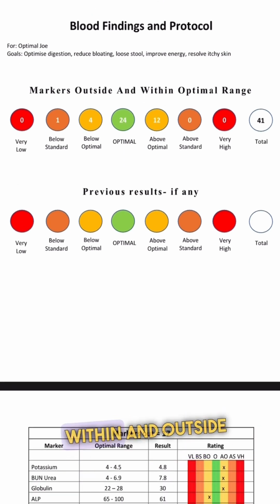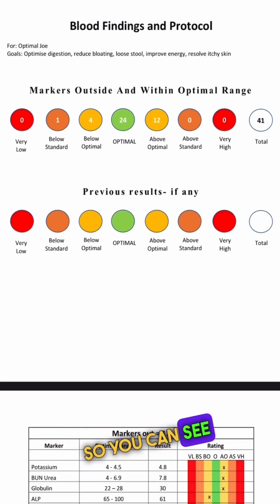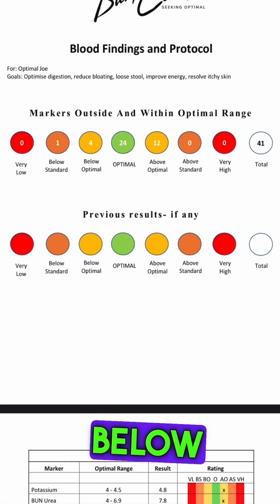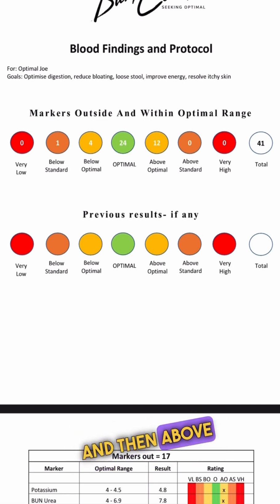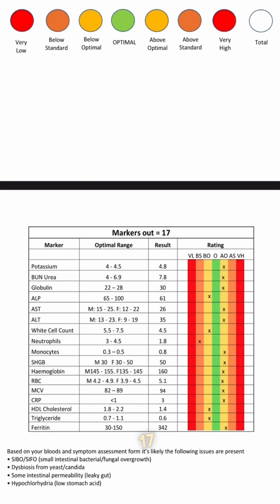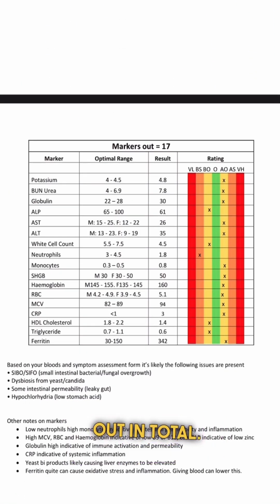And we've got markers within and outside the optimal range. So you can see there's a total of 41 markers tested. They had 24 optimal in the middle. You can see they're ranked from very low, below standard, below optimal, and then above optimal, above standard, very high. And you've got that color coding there. So this person had 17 markers out in total. And you can see we've got that same sort of color coding, and again, very low to very high, just marked on where each marker is.